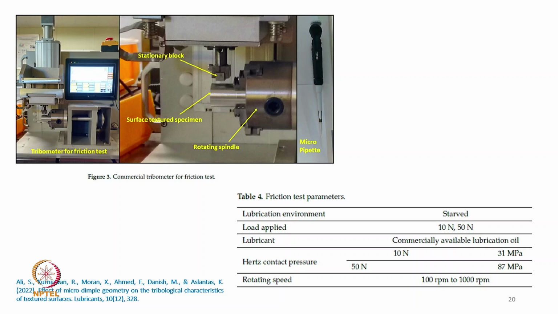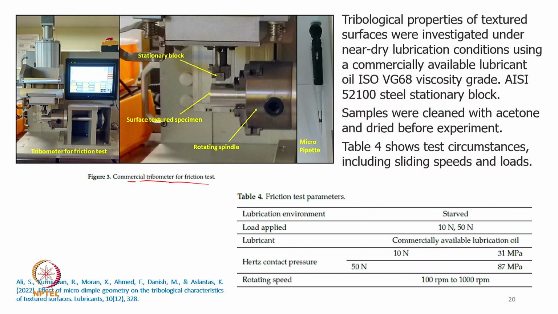Now what they did after generating the texture, they tested it on a tribometer. That's what we are saying, a commercial tribometer for friction test has been utilized, and then they used a partial, or we say starved, lubrication condition. They used ISO VG68, that is 68 centistokes viscosity, and they ran this aluminum cylinder against a steel block. Of course, after doing this, they did the necessary thing to remove the debris with acetone and dry it up, and then finally showed the results.